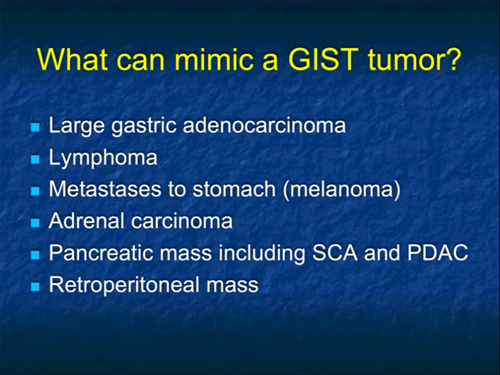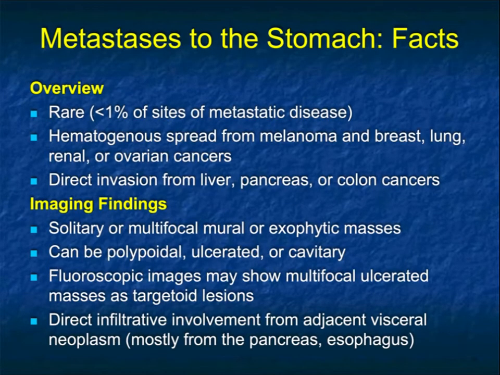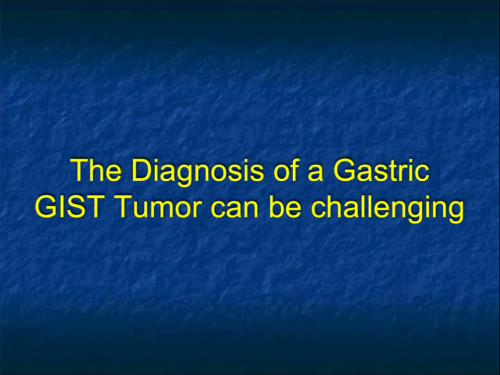Pancreatic masses including serous cyst adenomas and PDACs, as well as retroperitoneal masses. Now, mets to the stomach are fairly rare. Melanoma is the one we're typically seeing, and I'll show you some examples, but melanoma is the one that really can be confused occasionally with a GIST tumor. The other mets typically are not going to be so problematic. But again, it's one of the things we will consider as a possibility.